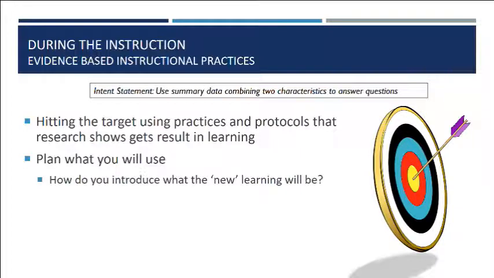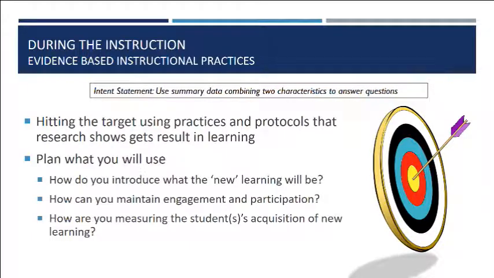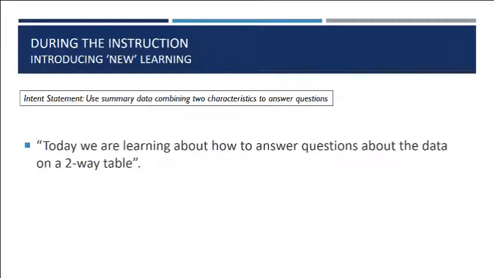So plan what you're going to use. How do you introduce new learning? Do you remember what we talked about with the ELA? We're not necessarily teaching about the book share. What are we teaching? That's right, we're teaching about two-way tables and reading two-way tables. And we want the students to be able to generalize that to other two-way tables. How do you maintain engagement and participation? How are your students, are they alerted into what you're teaching? Are they maintaining an active alertness? How are you measuring their acquisition of the new learning? Informally, formally, and how are you moving towards those content targets and the criteria you've selected?